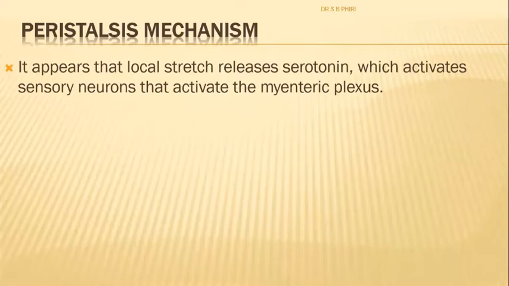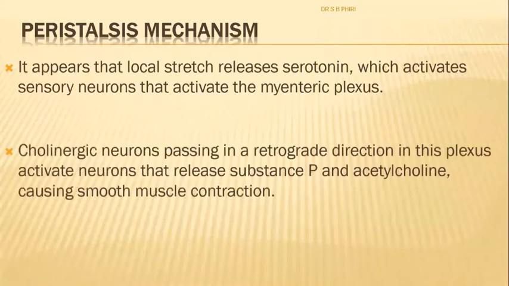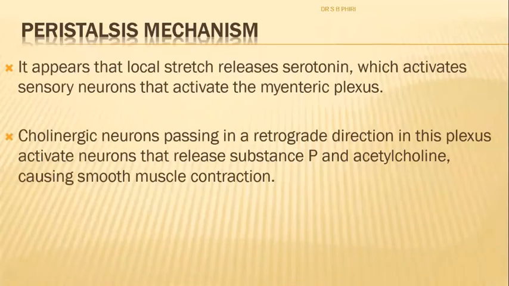So it appears that local stretch releases serotonin, which activates sensory neurons that activate the myenteric plexus. So the myenteric plexus is going to be activated. The cholinergic neurons that are passing in the retrograde direction in this plexus activate neurons that release substance P and acetylcholine, causing smooth muscle contraction. So those that are running in the retrograde, meaning that they are running behind the bolus, they're the ones that are releasing substance P and acetylcholine to cause smooth muscle contraction.